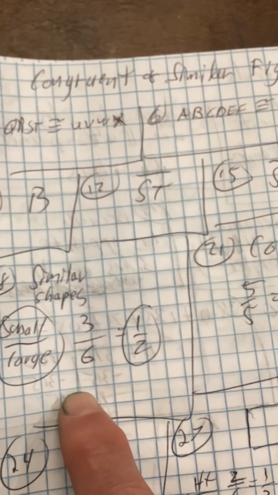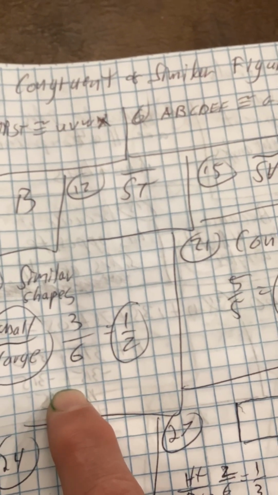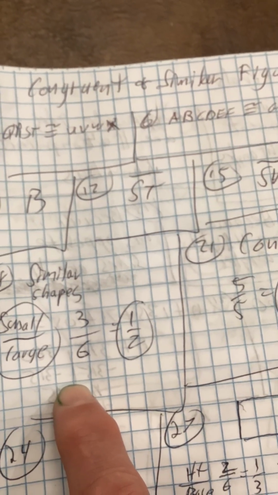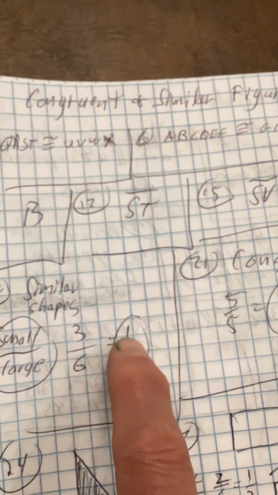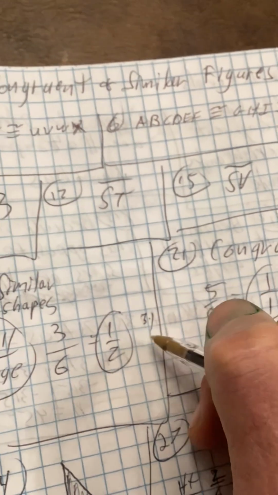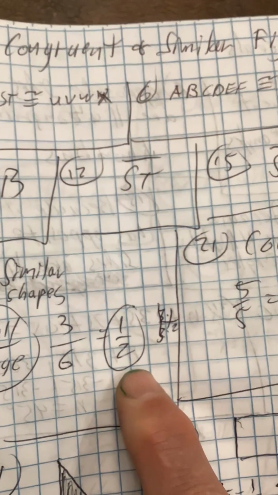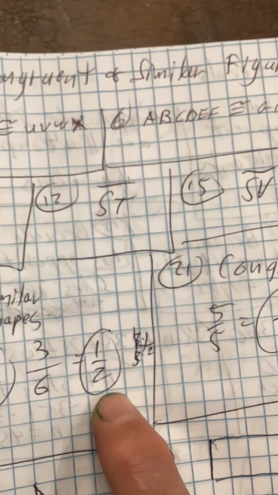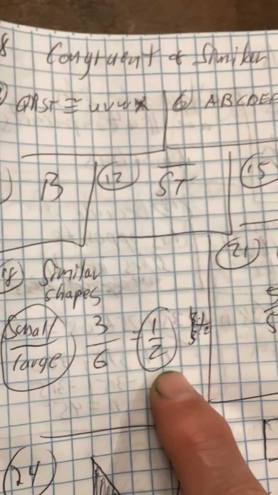And number 18, so write the ratio of the labeled sides and rename in lowest terms. So I decided to go small over large, so I went 3 over 6. So that reduces to 1/2, because that's 3 times 1, and that's 3 times 2, and the 3's cancel, so the ratio in lowest terms is 1/2. And they're similar. Oh, you gotta say if they're similar, and here's the symbol, similar.